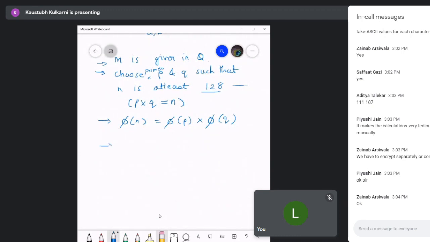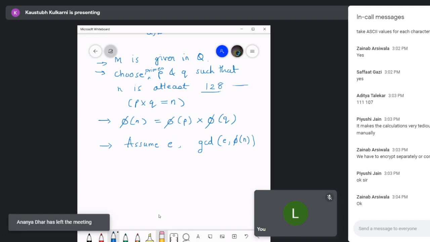Then the next step will be to assume any value for E. Only restriction is GCD of E and totient function of n should be 1. So E and the totient function that you calculate here should not have any common factors. Their GCD should be 1. You don't have to apply any procedure for this. You just select some E. Assume E is also a prime number. When I say no common factors, it means that phi of n should not be a multiple of E, because E is a prime.